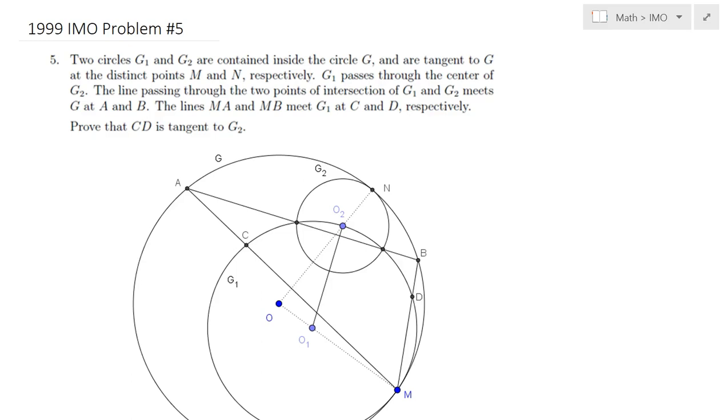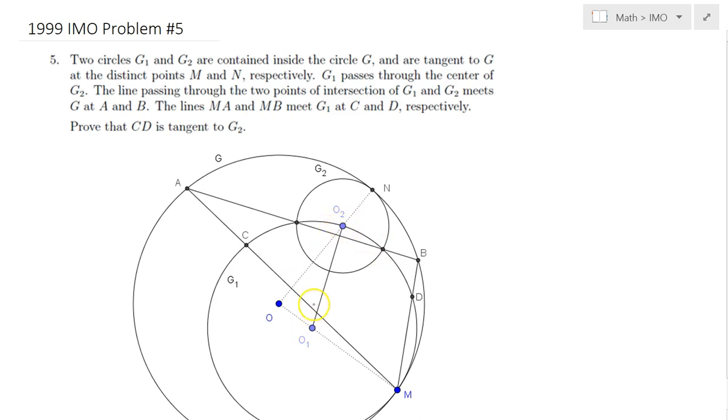Hello everybody, in this lecture we will be solving 1999 IMO problem number 5. Here is a view of this problem. Two circles G1 and G2 are contained inside a big circle G as shown on this picture, and these two little circles are tangent to G internally at the points M and N respectively. G1 passes through the center of G2 as well.